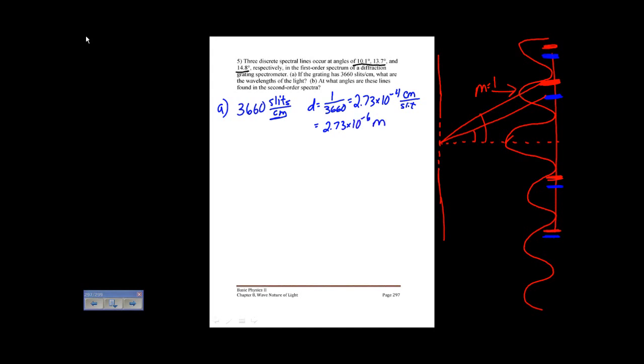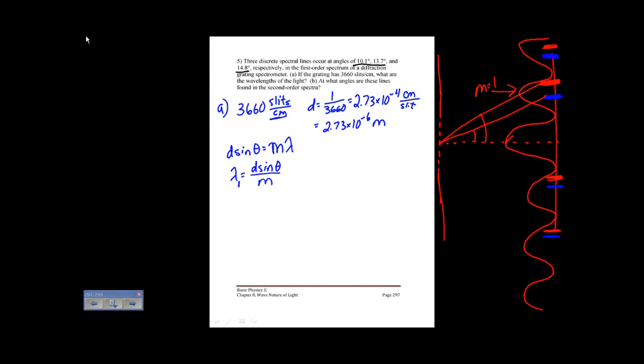So that's a few microns apart. Those slits are a few microns apart. And then in part A, I just want to know what are the wavelengths of the light. So I know that d sine theta equals m lambda, and I want to solve for lambda. So lambda is d sine theta over m.